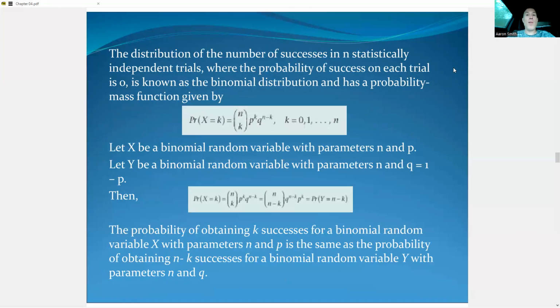The distribution of the number of successes in n statistically independent trials where the probability of success on each trial is p is known as the binomial distribution, and has a probability mass function given by this. Now, something that's important is that we know the number of events, the number of times I flip a coin. We don't know the number of successes.